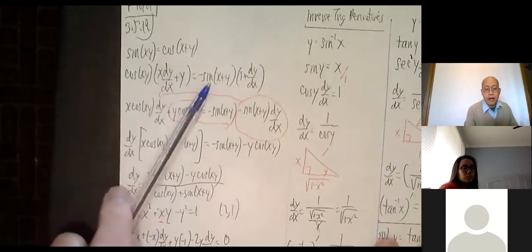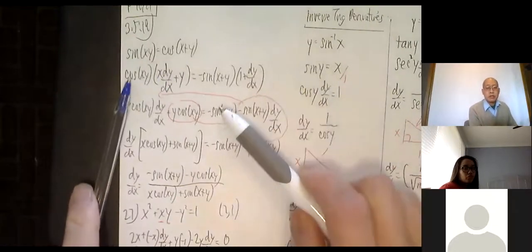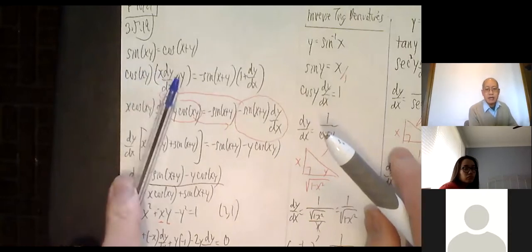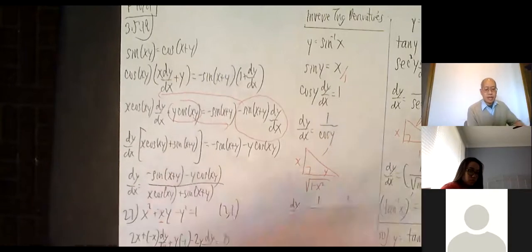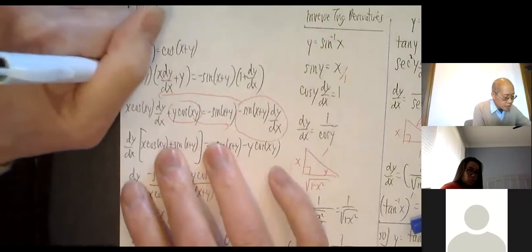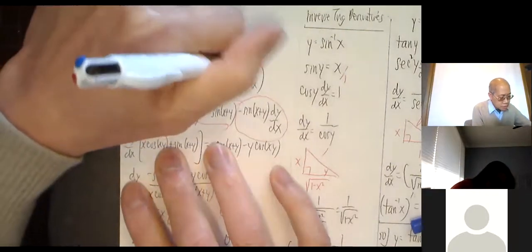Okay, now it gets pretty bad. In order for me to complete this problem, I have to distribute. So cosine xy times that and times that. Negative sine of (x plus y) times that times that. So I can show you the distributing. I multiply here, here, here, and here.